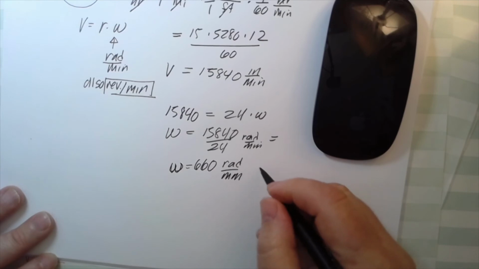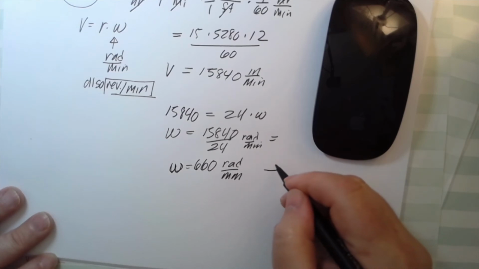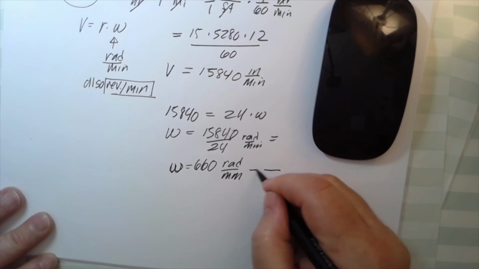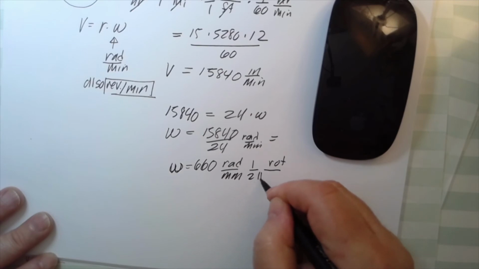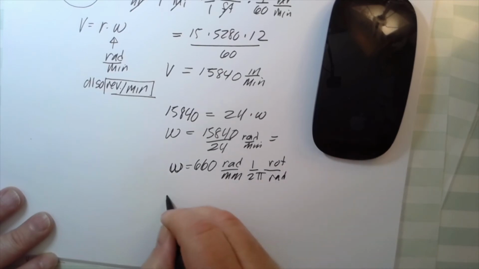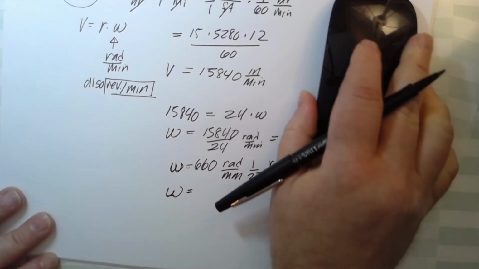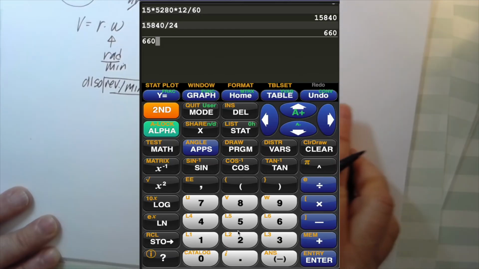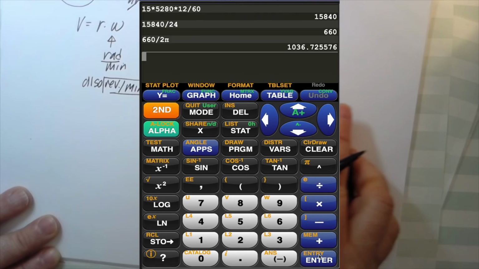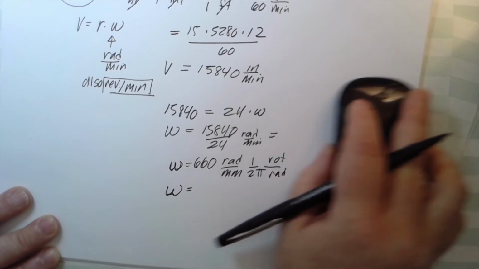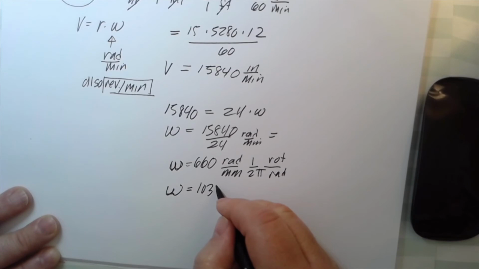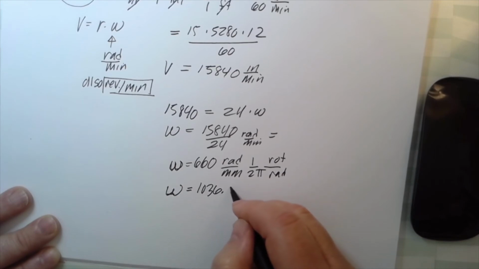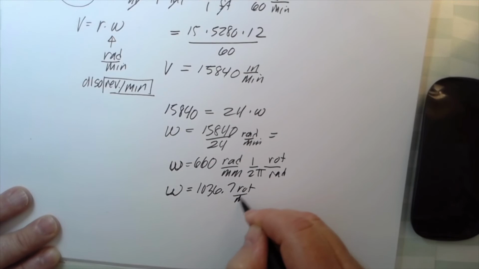Now if I wanted to write this in revolutions or rotations, what I know then is that for every one rotation or one revolution, I have 2 pi radians. So that means my omega would be, so I just have to divide 660, and I get that it makes about 105.04, or 105.0, say, rotations per minute.